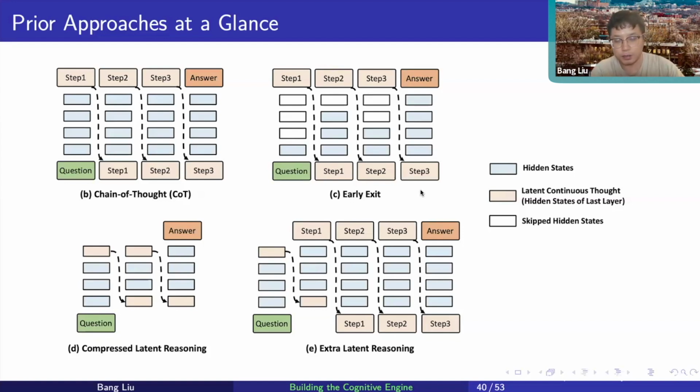A typical work is Coconut, right? And finally, there is extra latent reasoning, where you have special tokens like pause and so on to enlarge the reasoning process on critical steps. And all of this has some drawbacks. For example, they keep a consistent reasoning style, no matter whether this step deserves deep reasoning or not, or they keep using tokens in the language.